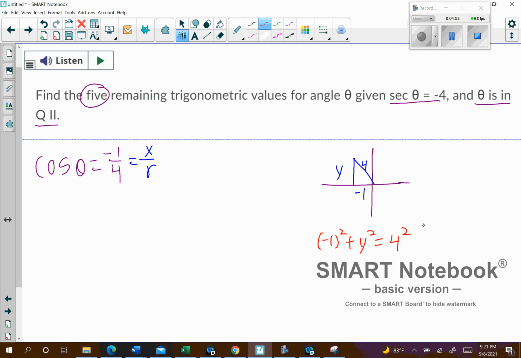This time y will be positive, because you can see y is positive right here. If you look at the y-axis, it goes up. x is negative because I have to go backwards from the origin for my x value.